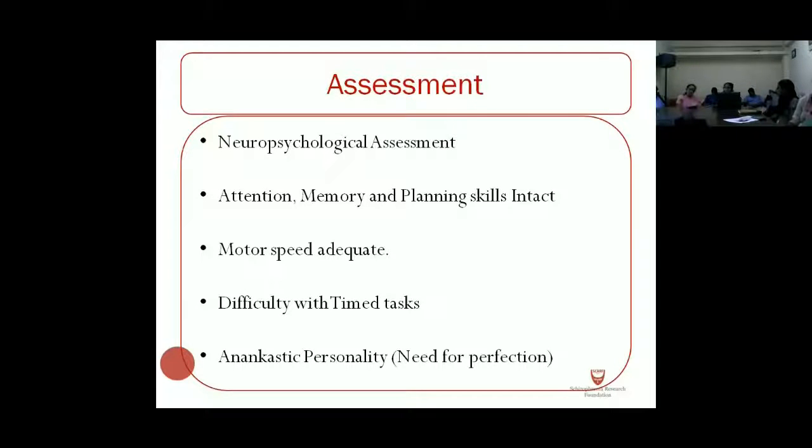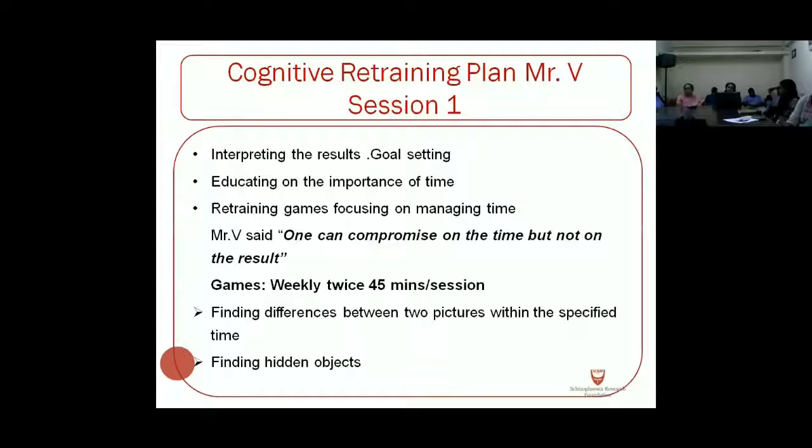So his motor speed was adequate, but he had difficulty with time-related tasks. And with the detailed history, it was found that he has a perfectionistic personality. So there was always a need for perfection in whatever he does. With this, a cognitive retraining plan for Mr. B was done. The initial session was focused on interpreting his objective assessment results to the client.